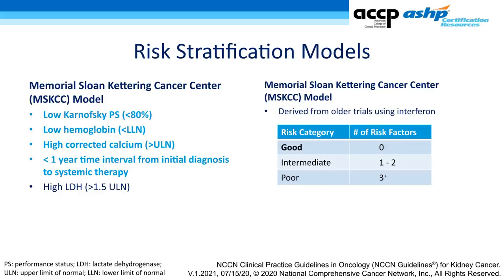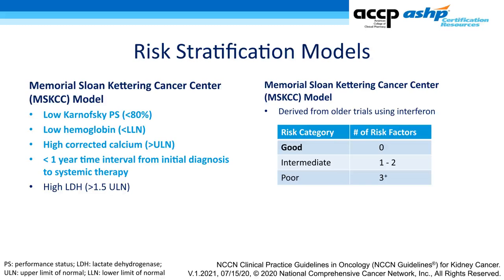Before we really get into talking about treating patients with metastatic kidney cancer, we need to talk about our risk stratification models. The first one that was used historically, at least in recent memory, was the Memorial Sloan Kettering Cancer Center, or MSKCC, criteria, which included Karnofsky performance status, a low hemoglobin, a high corrected calcium, a short time from initial diagnosis to the start of systemic therapy, less than a year, and then a high LDH. And each one of these risk factors would be worth 1 point.